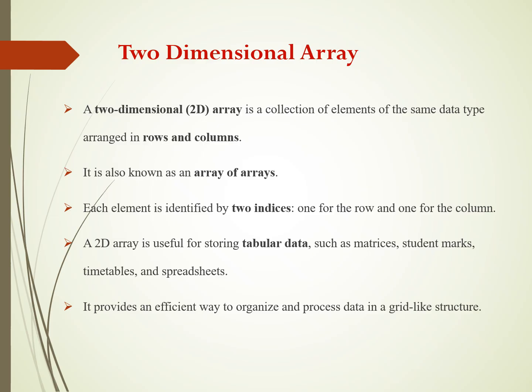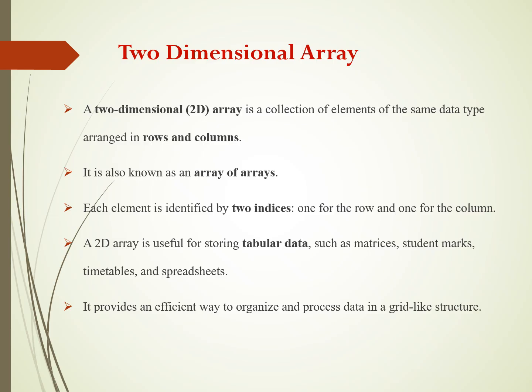Now we move on to the two-dimensional array. A two-dimensional array is a collection of elements of the same data type, like a one-dimensional array, but it contains two indices. The first index indicates the row and the second index indicates the column. Then we can say that the two-dimensional array is a collection of elements of similar data type, but arranged in the form of rows and columns. It looks similar to a table or a matrix where data is organized in a grid-like structure.